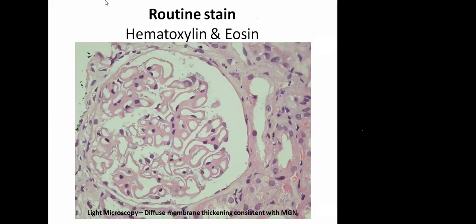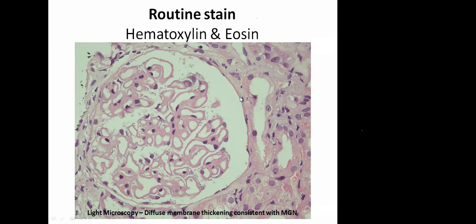So on routine H&E, this is the morphology. If you see, there is diffuse thickening of the glomerular capillary wall. The underlying glomerular tuft is showing no proliferation. Whatever nuclei you are seeing, they are lying outside the glomerular capillary loop. There is no nucleus inside the capillary loop, so capillary loops are empty. That means there is no endocapillary proliferation.